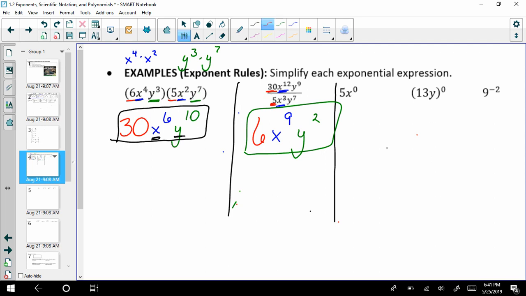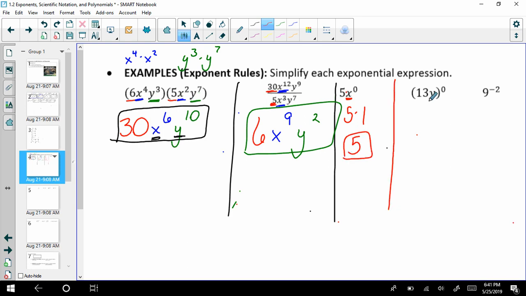Now, what should stand out on this next one, we have a 0 power. So you might think, oh, the answer is 1 because anything to the 0 power is 1. Well, yes and no. The 0 was only for the x. There's still the 5 there. So it really becomes 5 times 1 because the x to the 0 is 1. So this answer is 5.